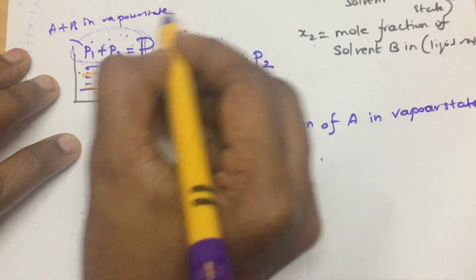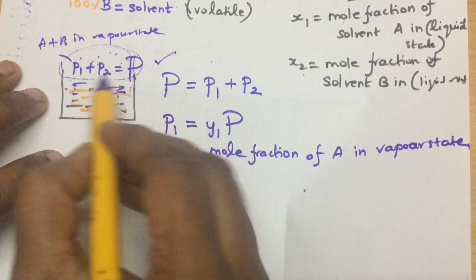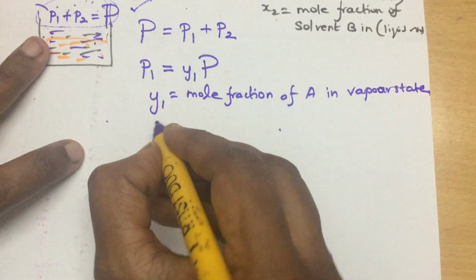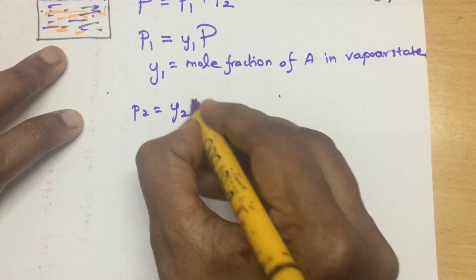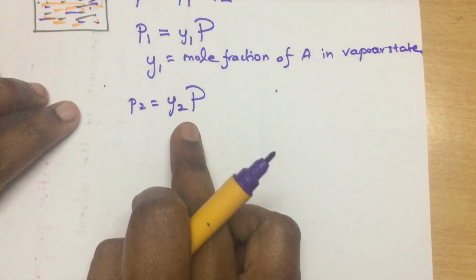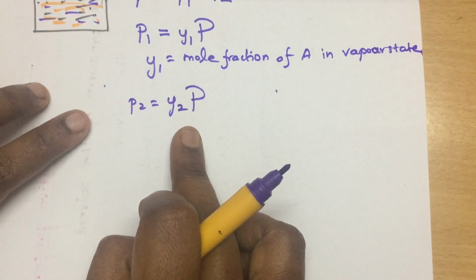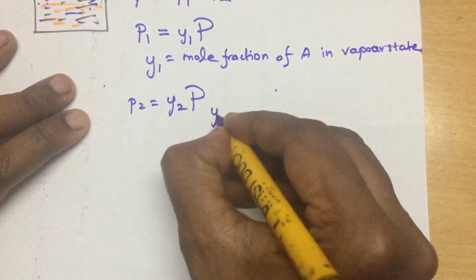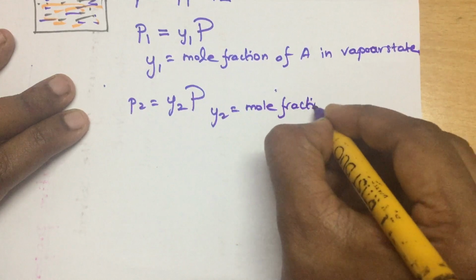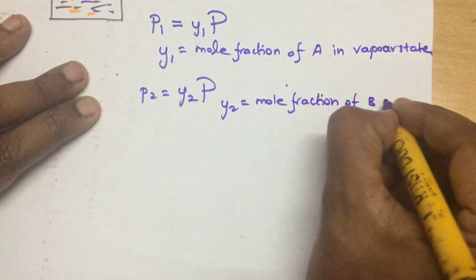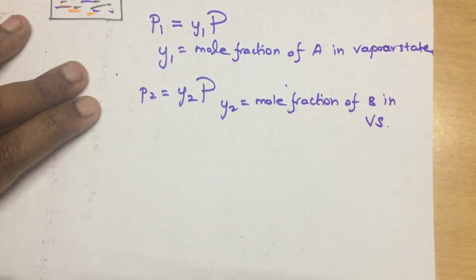ஆவியாகிட்ட புரியுதா அங்கே இருக்கும். அதில் அதனோட mole fraction தான் y1. Then P2 will be equal to y2 into P. இது நம்ம அடிக்கடி கெமிக்கல் ஈக்லிபிரியத்தில் இந்த ஃபார்முலா நம்ம யூஸ் பண்ணுவோம். ஓகே, so y2 is equal to mole fraction of B in vapor state.